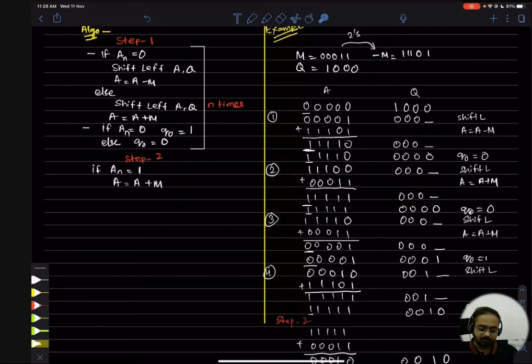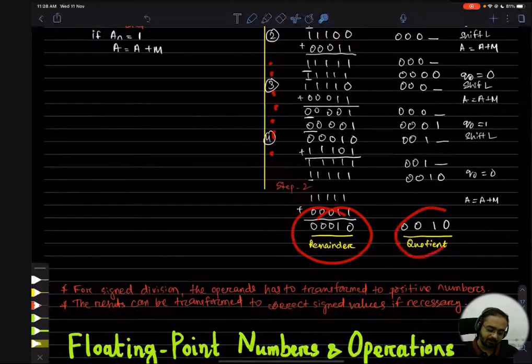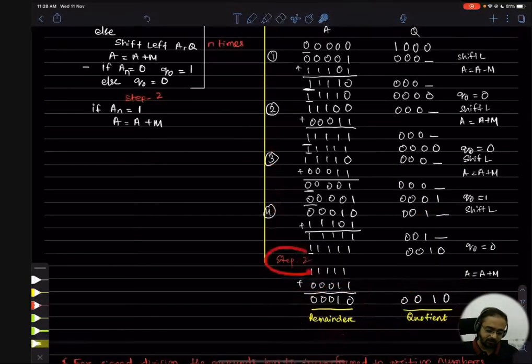Next we will find out what to put inside Q0. For that we have to check again the An bit. An bit is 1, so An bit is 1 means Q0 value is equal to 0. So we will put a 0 in this, Q0 equal to 0. This is our second step, and hence you will do all these steps, and at the end you will get the remainder and quotient. But before that, let's see the step number 2.